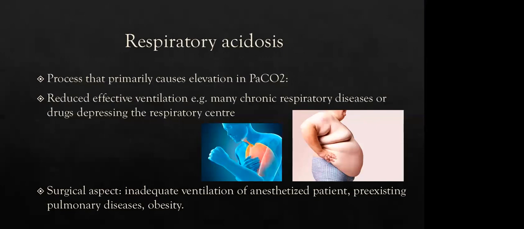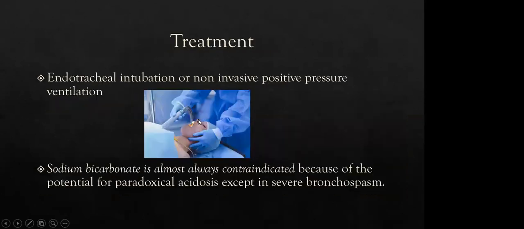Then comes respiratory acidosis. It can be due to severe pulmonary disease, respiratory muscle fatigue, or abnormalities in ventilatory control, which result in an increase in partial pressure of carbon dioxide and thus cause a decrease in pH and respiratory acidosis. It is generally seen in reduced effective ventilation, as I have mentioned, and with drugs depressing the respiratory center.